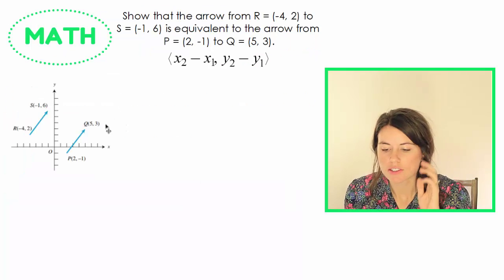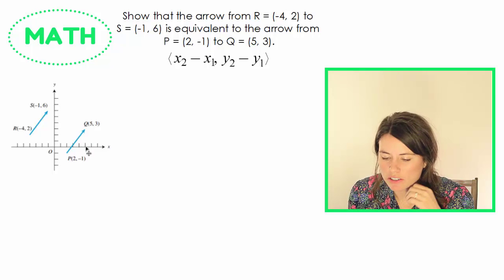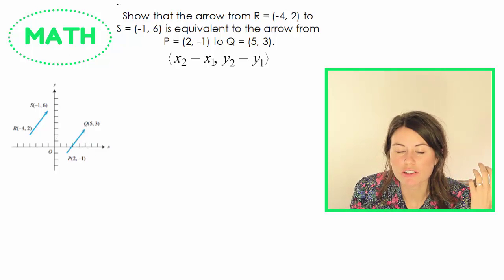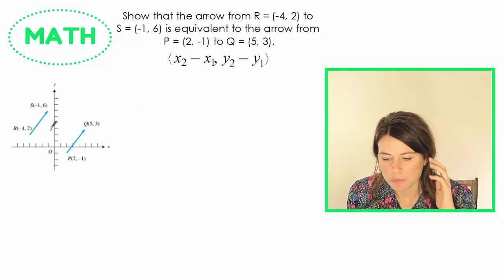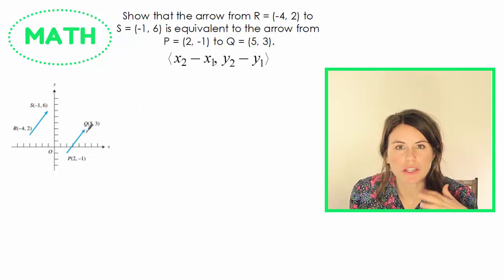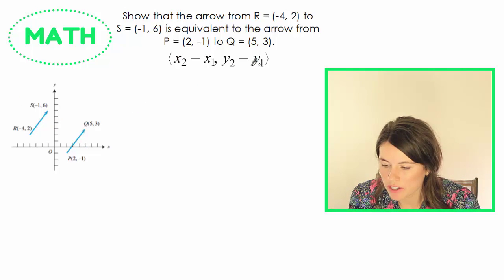All right? So here's an image of it just so we have a better understanding of what it looks like. And from the image, it looks like they are in fact the same. They're parallel, they look about the same length, but we need to make sure. So to do that, we're going to use this formula.